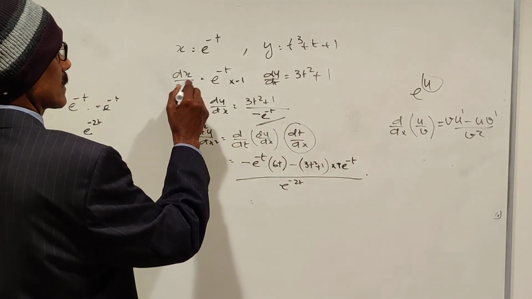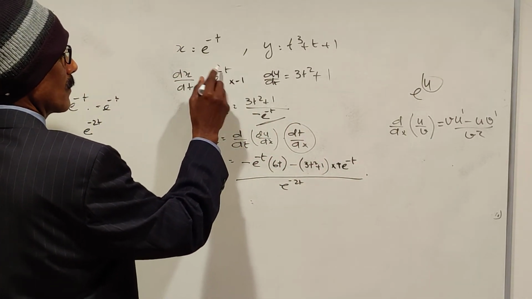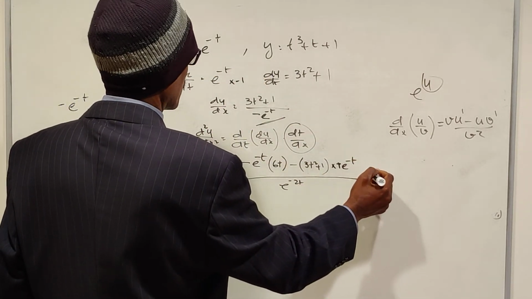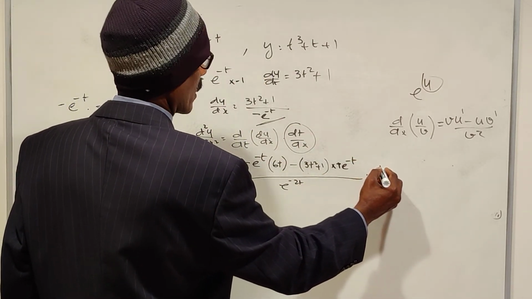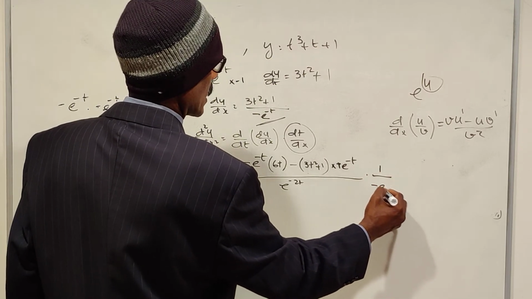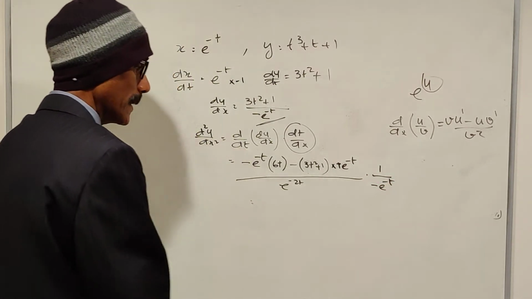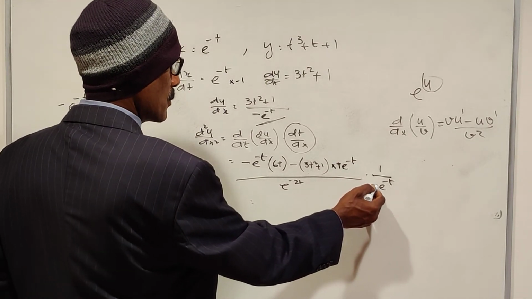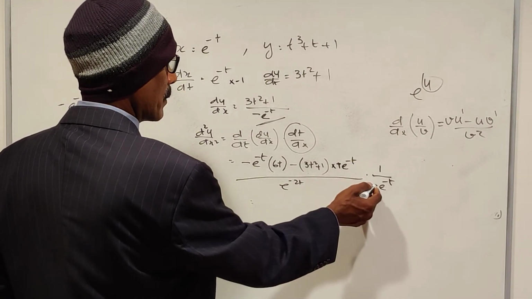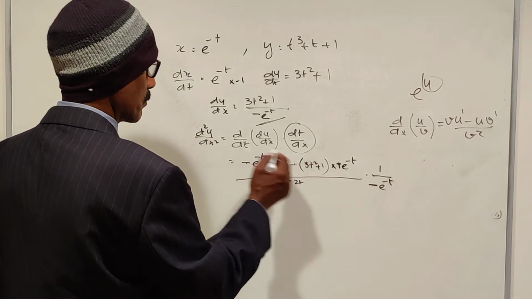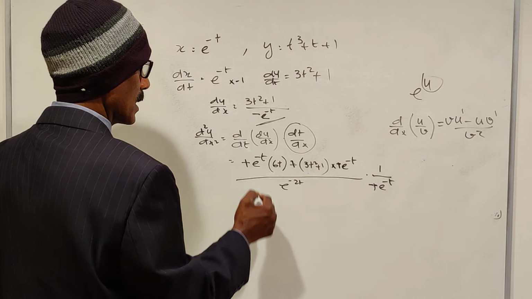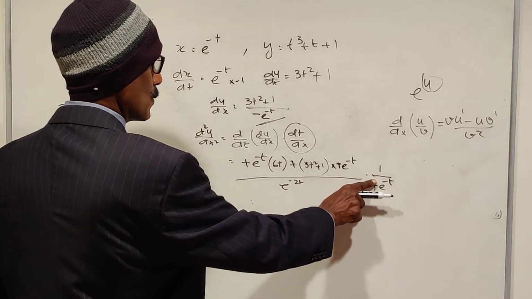What is dt by dx? Dx by dt is minus e raised to minus t. What is dt by dx? Just take the multiplicative inverse. 1 by minus e raised to minus t. Okay. So here I am going to multiply this minus, or divide this minus with minus, becomes plus. Okay. I am going to convert that to plus. So there is no minus here.